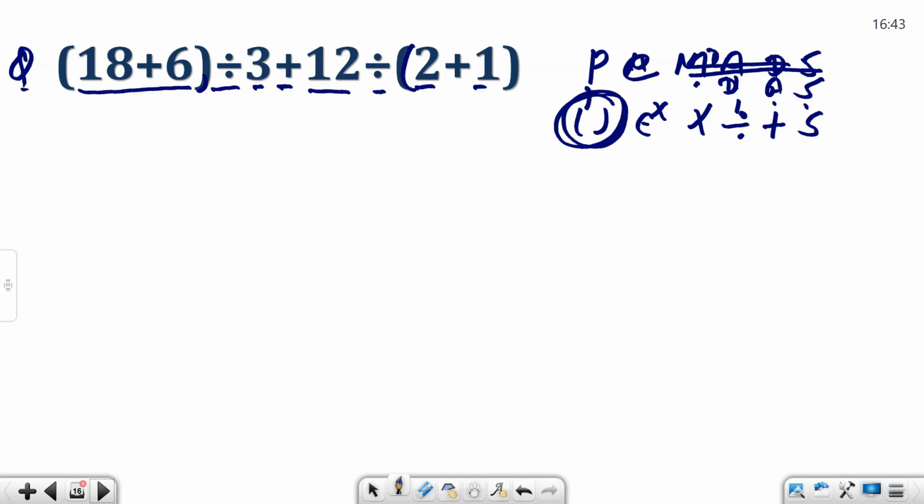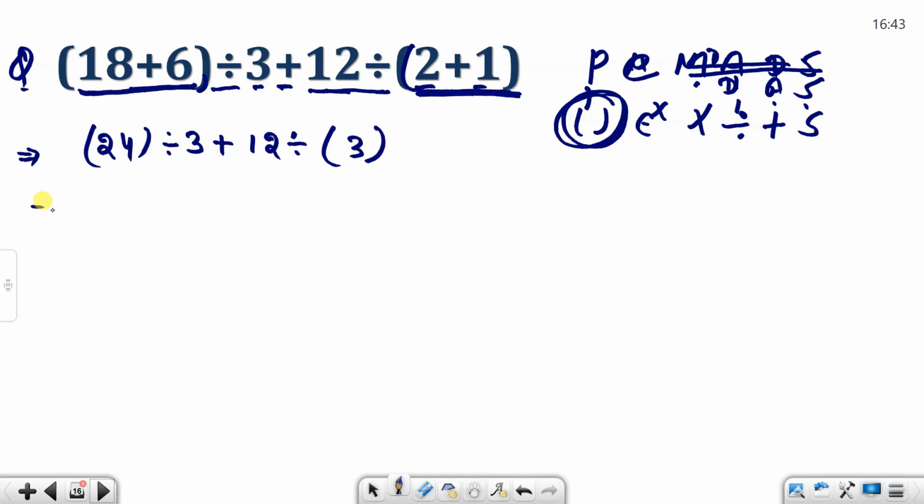So first, we'll solve the parentheses. Let's do the solution here. 18 plus 6, that becomes 24, inside the bracket, divided by 3 plus 12 divided by, in brackets, 2 plus 1. If we solve this bracket, 2 plus 1 becomes 3. Let's solve further: 24 divided by 3 plus 12 divided by 3.